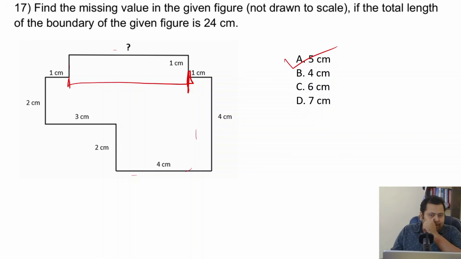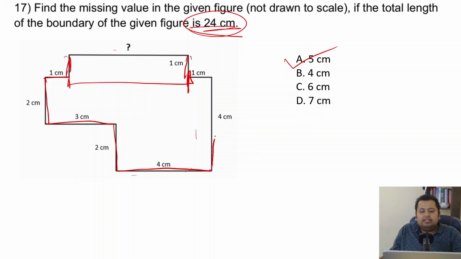There are two ways to look at it. One, it's given that the total length of the boundary is 24 centimeter. If we start counting all of it, everything over here is given. This is 1 centimeter given over here, so if this is 1, then obviously this is 1. This is 1 centimeter, 2. This is 4. This becomes 7. 4 plus 3, 7. 7 plus 2, 9. 9 plus 4 is 13. 13 plus 4 is 17. 17 plus 1 is 18. 18 plus 1 is 19.